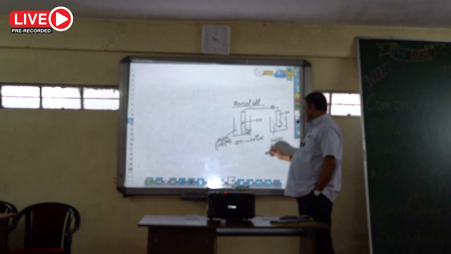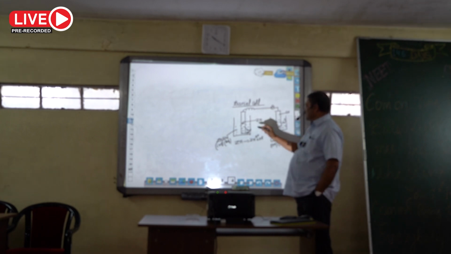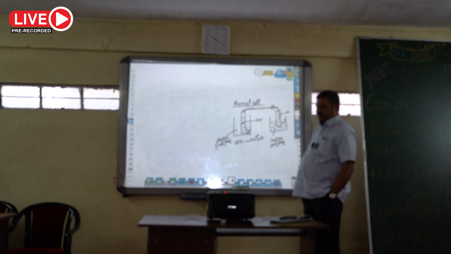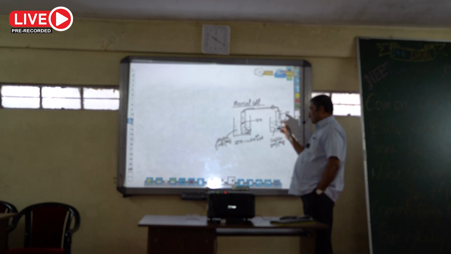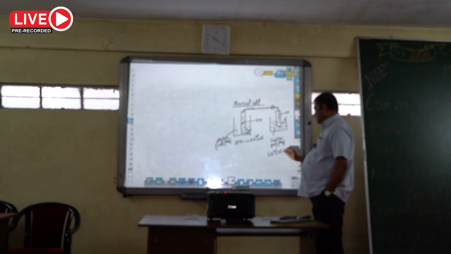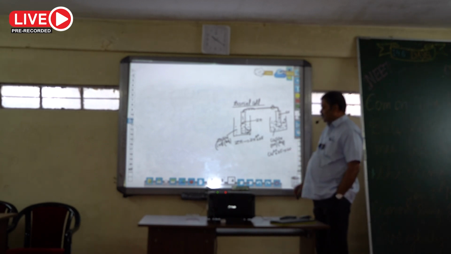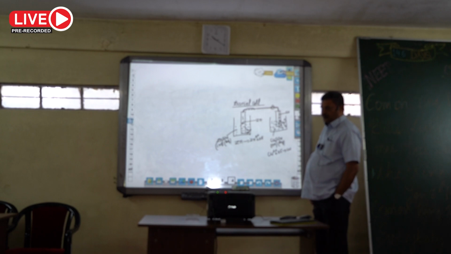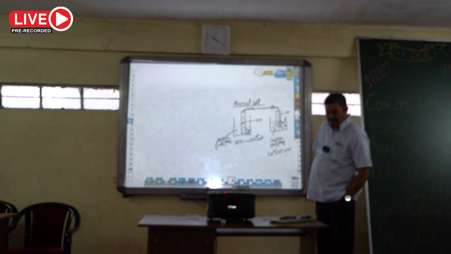Here the reverse occurs. The electrons from the zinc plate pass through the external wire and come to the copper electrode. Here the copper 2 plus ions from the solution undergo reduction to copper and deposit as copper. So copper is deposited on the plate. Finally the copper plate weight increases, means more copper is deposited.